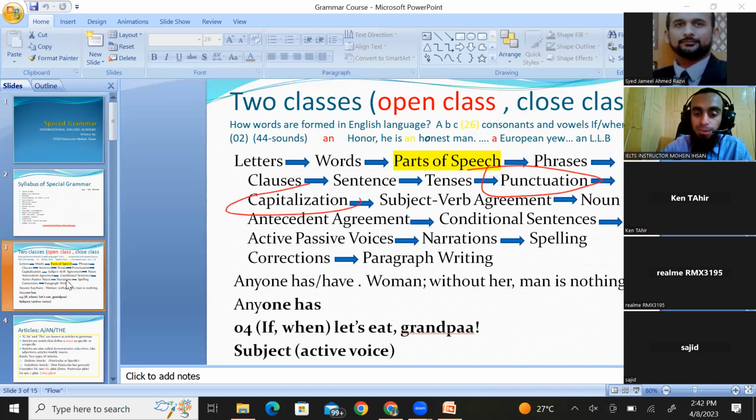After punctuation, we have capitalization, where to use commas, where to use capital letters at the initial. If I ask you a question, should we write the names of weekdays with the starting letter capital or small, like Monday or monday, in the middle of a sentence, if you are writing?